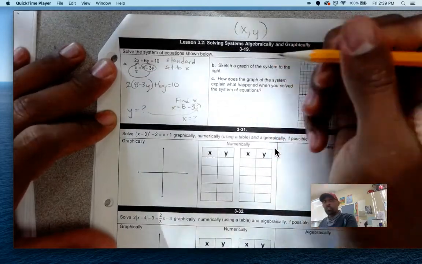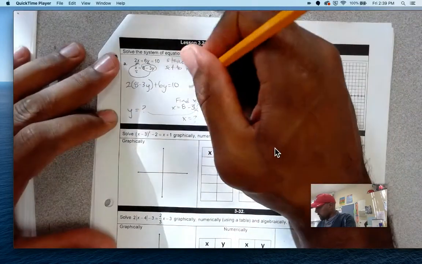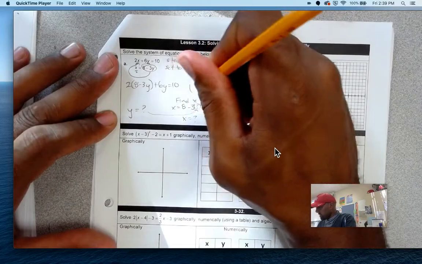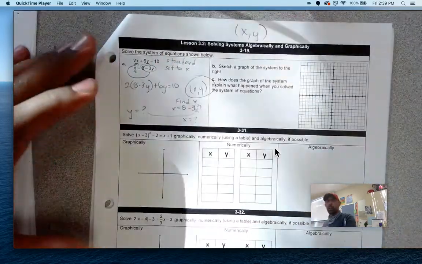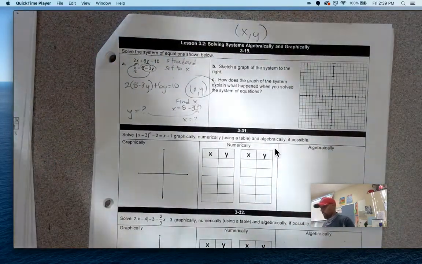And then when you finish all of these problems, at least when you're solving a system, you're going to write out your answer as a coordinate. So make sure you finish like that.